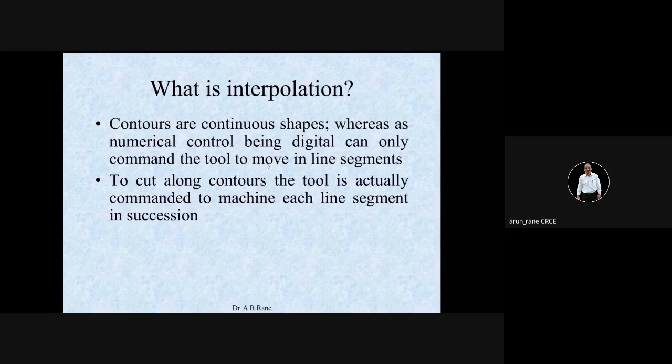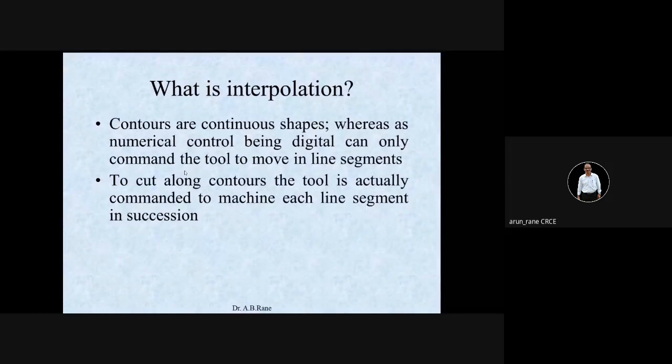Contours. This is again important from the examination point of view. Contours are the continuous shapes. Numerical control, being digital, can only command the tool to move in line segments. Now here there are two things. Either the tool can be rotated as well as moved in X, Y, and Z; such machines are called fixed bed machines. In a fixed bed machine, the bed is not moving. Only the tool moves. The tool rotates also, and moves in X, Y, and Z direction.